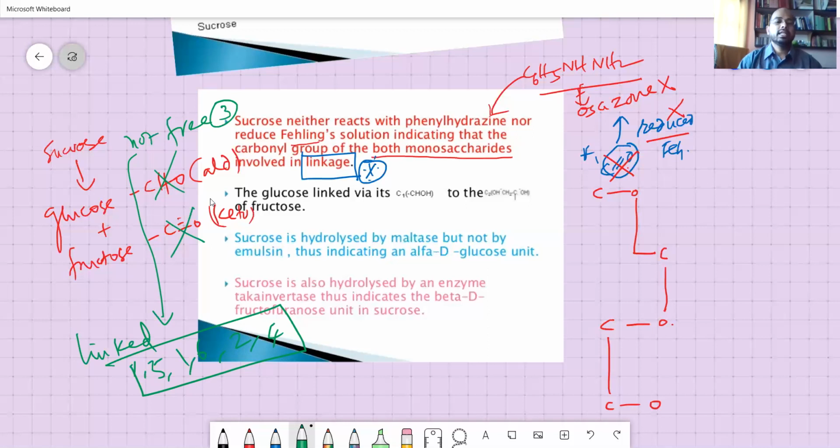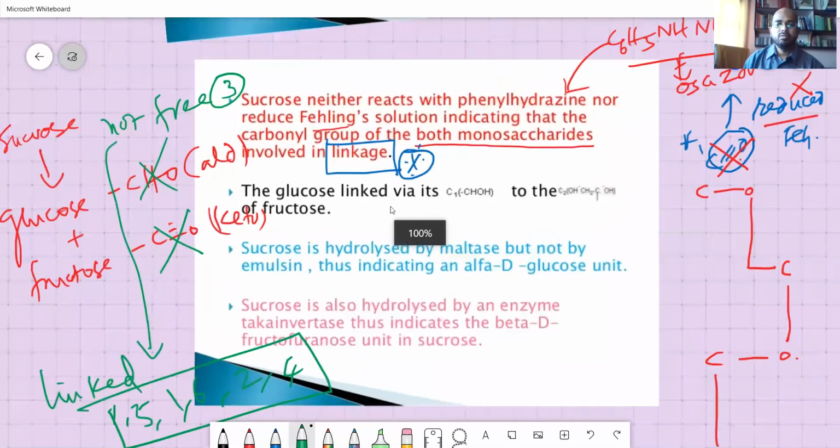Okay, so the next part discusses how it is linked. The glucose is linked via its C1. Okay, you can see this. It's linked by means of C1 to the C2 of fructose. So it is not 1,5 or 1,6 or 2,4. It is a 1,2 linkage. It is a 1,2 linkage.